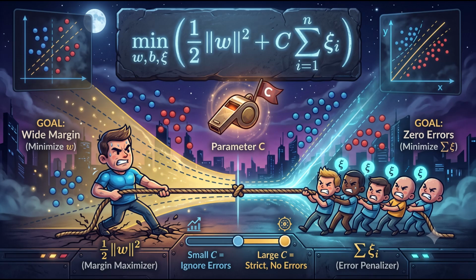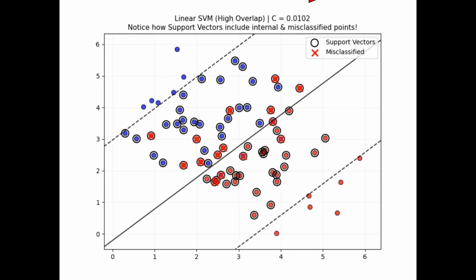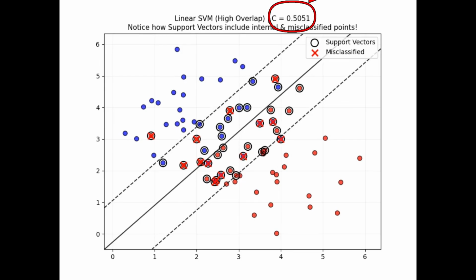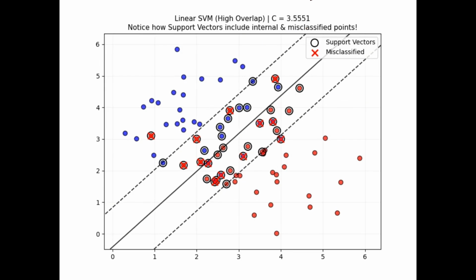But if you turn C way up, the referee becomes incredibly strict. Any tiny error is multiplied by a massive C, destroying the score. The error penalizer team wins, forcing the dashed lines to shrink and become extremely narrow. A large value of C forces the model to classify almost every training sample correctly. This often creates a more complicated decision boundary.